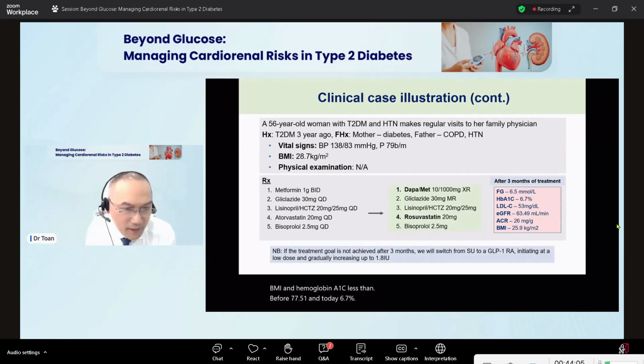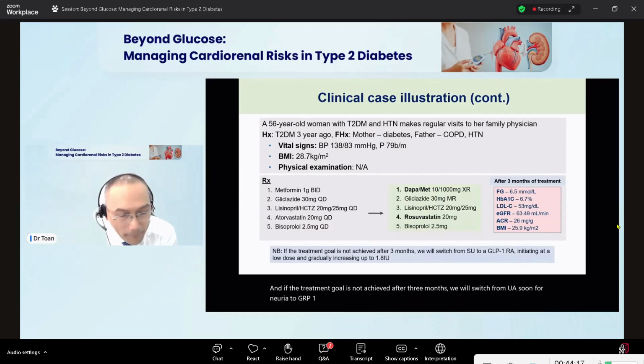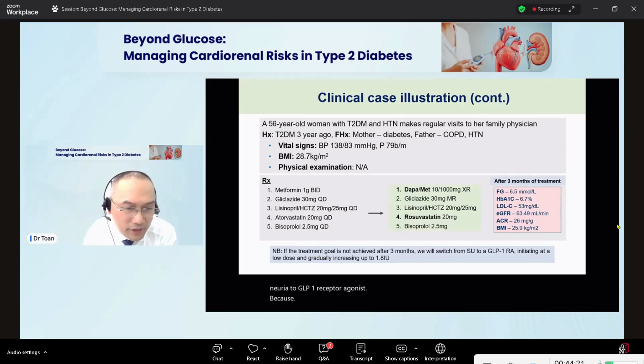And if the treatment goal is not achieved after 3 months, we will switch from sulfonylurea to a GLP-1 receptor agonist, because today GLP-1 receptor agonists not only reduce the glucose, but they also reduce the weight.